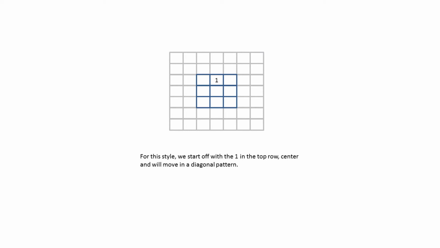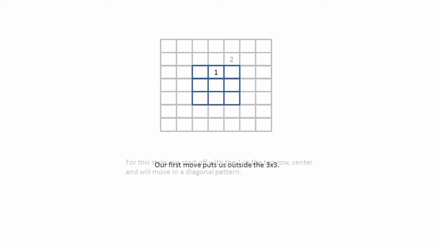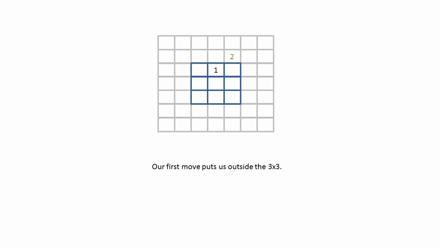To begin our magic square, we start by putting a 1 on the top row in the center box. Now this method uses 2 moves, a diagonal move or a down move. In this case, we're going to use a diagonal move from the 1.